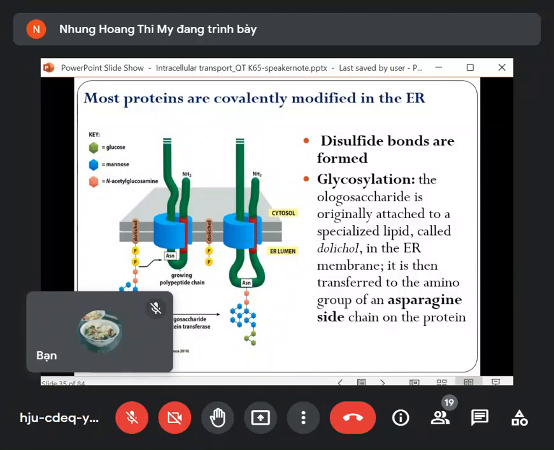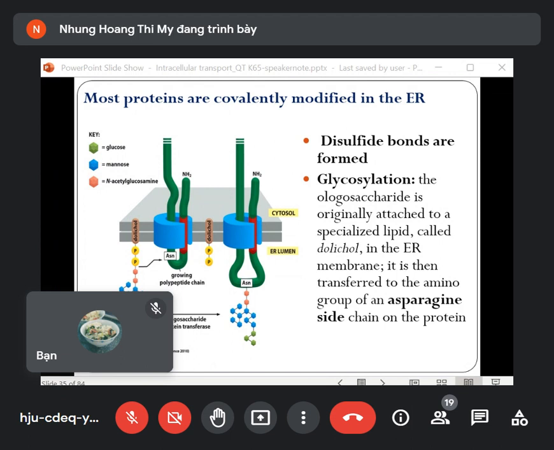We have about 15 students in the class. I think one or two is missing. So, okay, we will continue from the last slide.